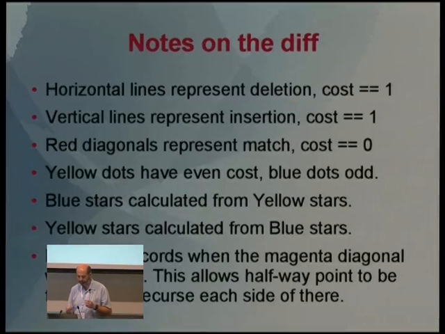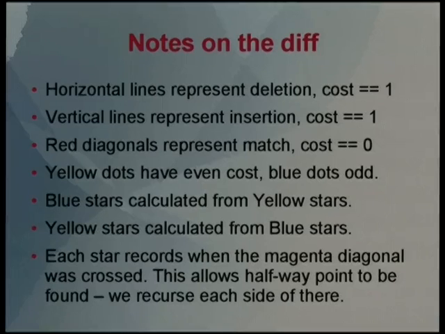And now I've just got a slide with some of those points I said to make sure I actually said them all. Horizontal lines, deletion, cost 1. Vertical lines are insertion, cost 1. Red diagonals are match, cost 0. Yellow dots are even, blue dots are odd, and so forth. Each star costs. So I think I said all those things, and hopefully people will read the slides later, get some idea.